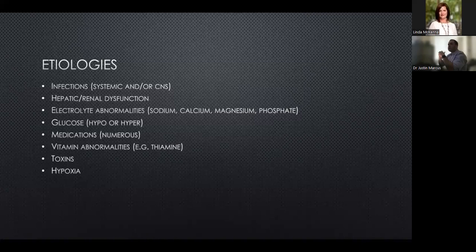Hepatic and renal dysfunction, of course, we talked about the electrolytes, glucose, hypo or hyper. Numerous medications, vitamin abnormalities, again, thiamine classically with Wernicke encephalopathy, toxins and hypoxia. So for the medications, importantly, the medication itself might have sedative properties, or a medication might interfere with the metabolism of another medication to cause it to be supratherapeutic, and that might contribute to encephalopathy. So it's very, very easy, as you know, for patients to accumulate medications in the hospital for a variety of symptoms. And in general, you want to try to cut the doses and wean off as much as you can in the hospital if possible.